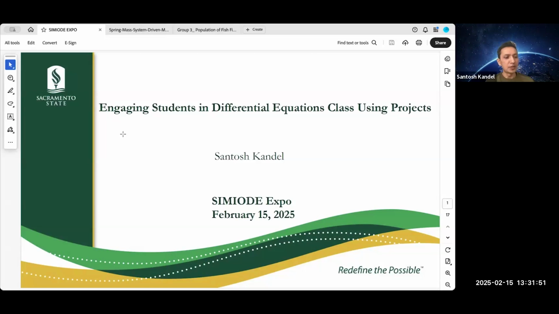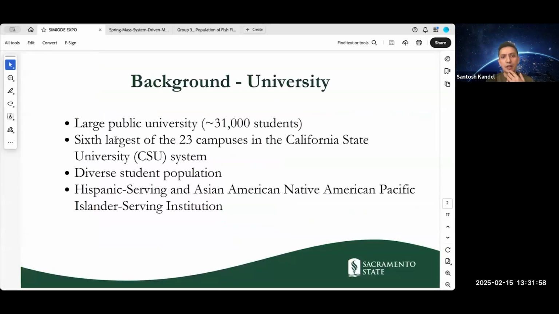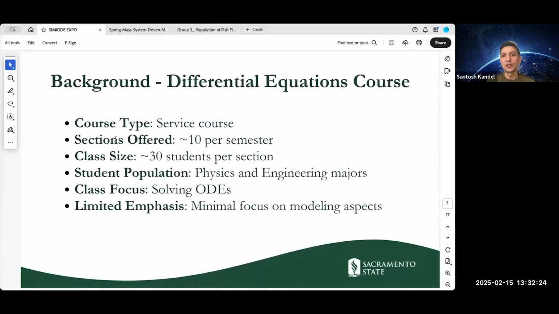Just to give a background, I want to take a step back and talk about the institution. So we are here in Sacramento. It's a large public university, and we have a diverse student population. We are designated as an SSI, and on top of that, an Asian American, Native American Pacific Islander serving institution. So that is the background, and a lot of our students work outside. We have slightly non-conventional students as well.